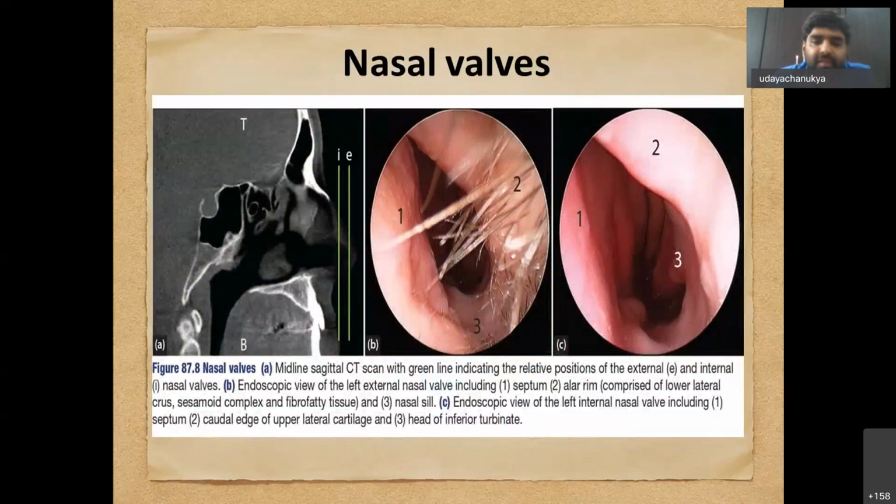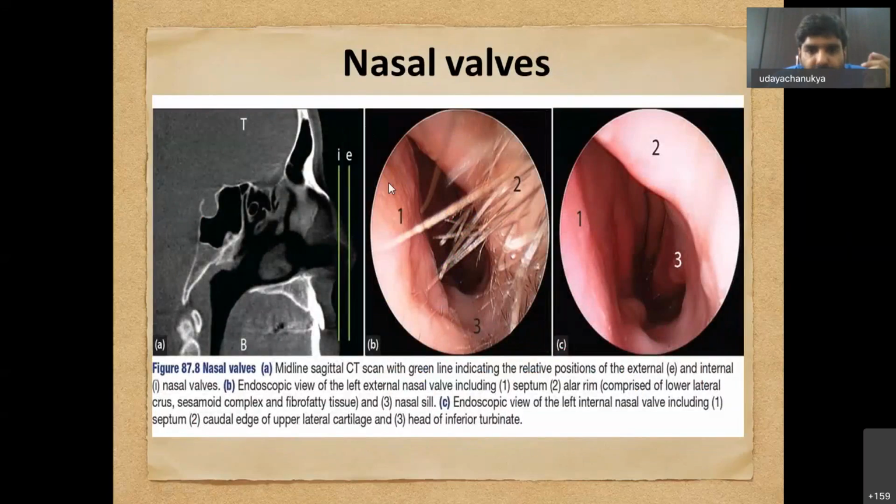Coming to the nasal valves. Why are nasal valves important? There are two nasal valves located in the nose, which are the external nasal valve and the internal nasal valve. This is the midline sagittal section showing the external and internal nasal valve. And what is the difference? The difference is the location. External is located much more anterior to the internal nasal valve, as the name suggests.